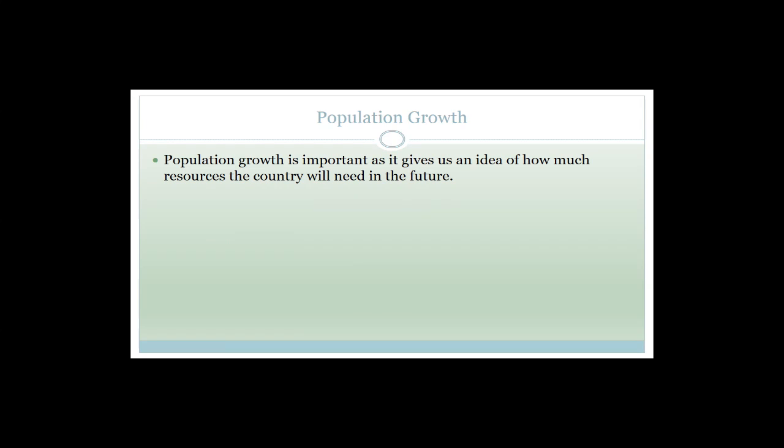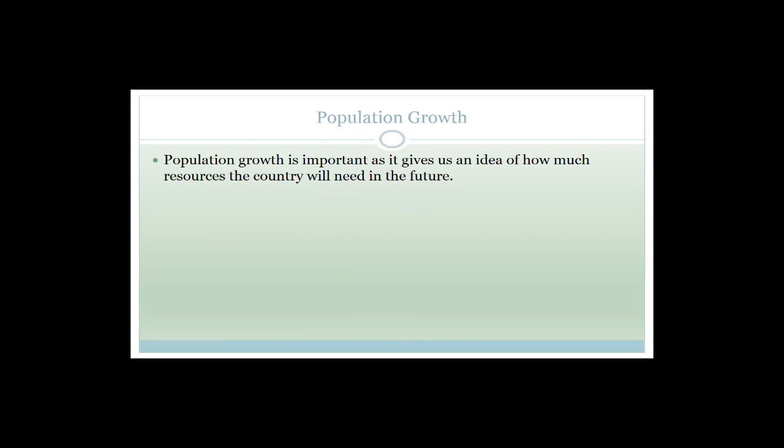Right. Now, as you've seen before, we've had simple interest and compound interest with respect to finance. We've just shown you how we can use compound interest with respect to inflation. Now we can use exactly the same equations for population growth. Population growth is very important as it gives an idea of how much resources the country is going to need in the future. A lot of people these days are stressing about how overpopulated the earth is. They say that we as humans are reproducing too many children. So not everybody, obviously, but on the whole.